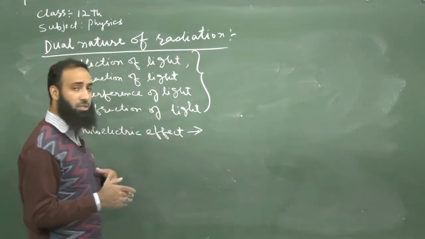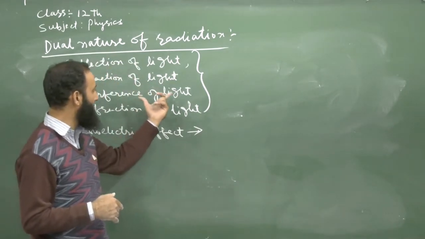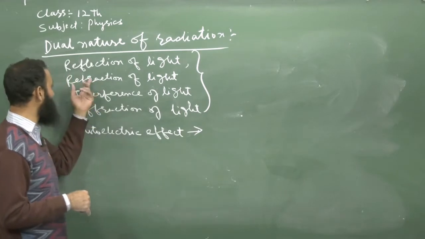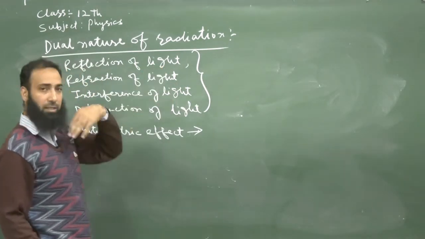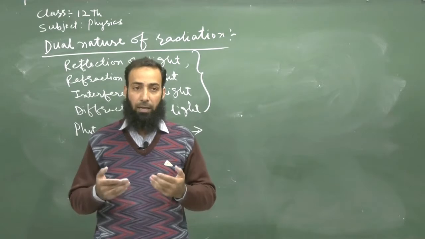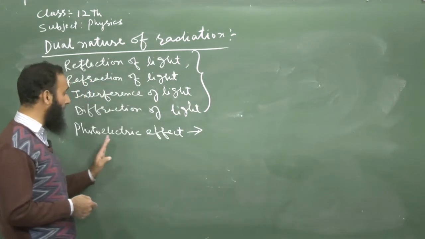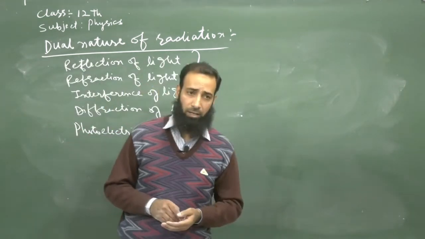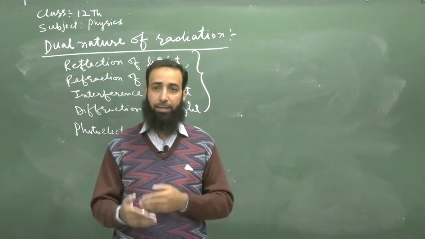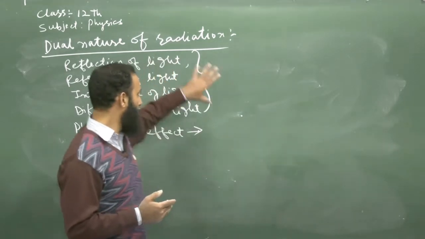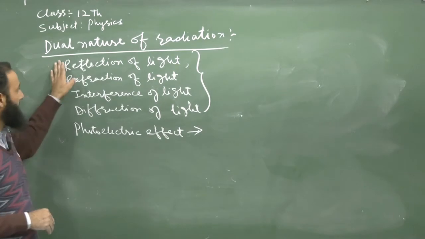If we take Young's double slit experiment, or diffraction of light, these phenomena can be explained when we take light as a wave. That means in these phenomena, like in the double slit experiment, light manifests its wave nature. On the other hand, if we take the photoelectric effect, light manifests its particle nature. Thus, on the basis of these experimental facts and their explanation, it was concluded that light has a dual nature. Sometimes it behaves as a wave, or at other times as a particle.